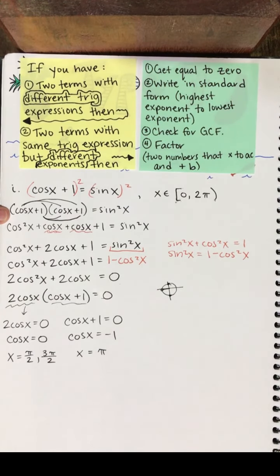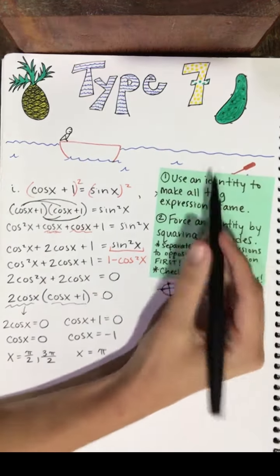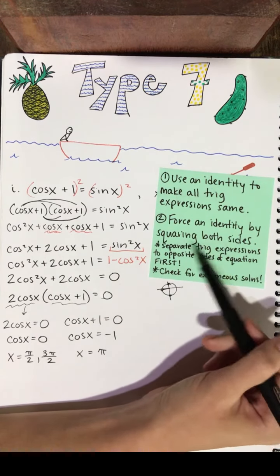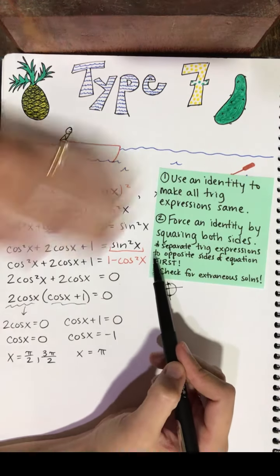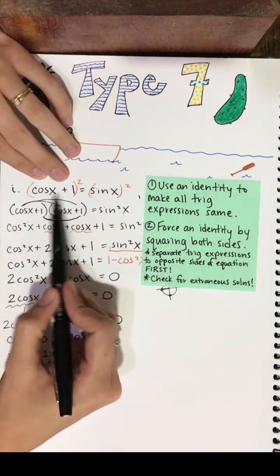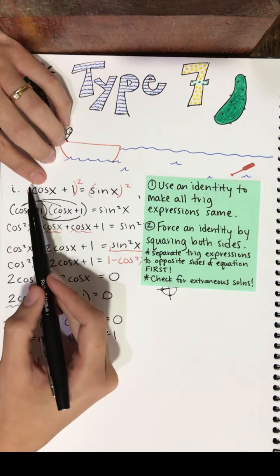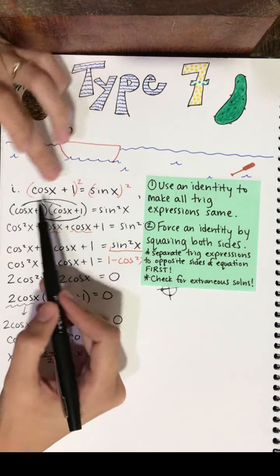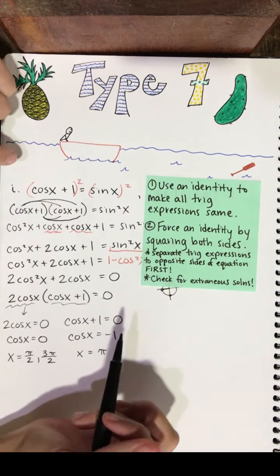Okay? Now, you may think that we are done, but let's look back at our list. We used an identity to make all the trig expressions the same. By forcing an identity, we squared both sides. Now, whenever you square both sides, we have these two caveats here. We need to separate the trig expressions. Up here, they were already separated, but if I had cosine and sine on the same side, I would need to pass it to the other side. I need to have just one trig expression on each side of my equation, or else things are going to get real messy, and we don't want that, okay?